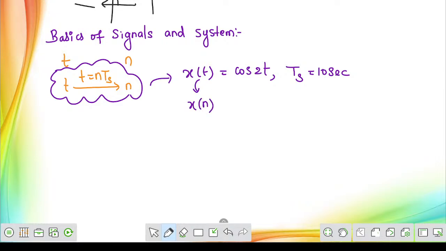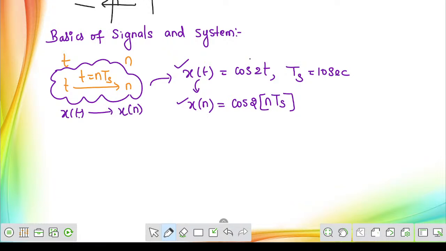Now, in order to call this name, in continuous domain we are calling it x of t. In discrete domain, this continuous signal will simply be considered as x of n. In its corresponding value, wherever you have t, replace it by n times ts. I told you the process of converting a signal from x of t domain to x of n domain.